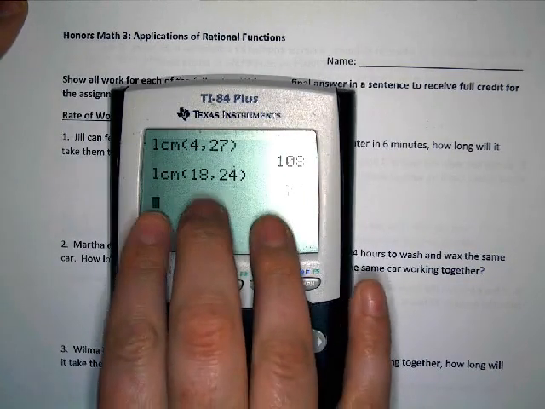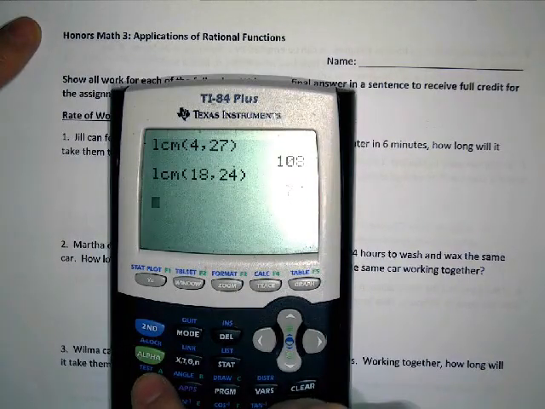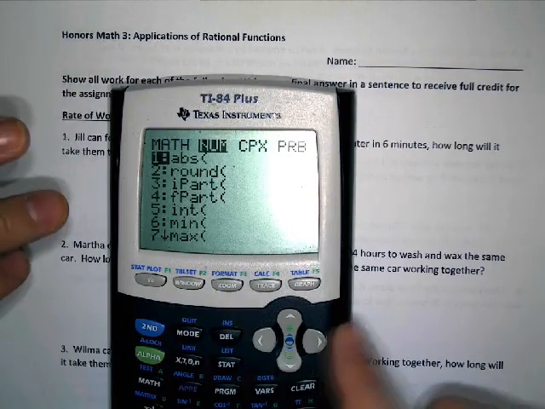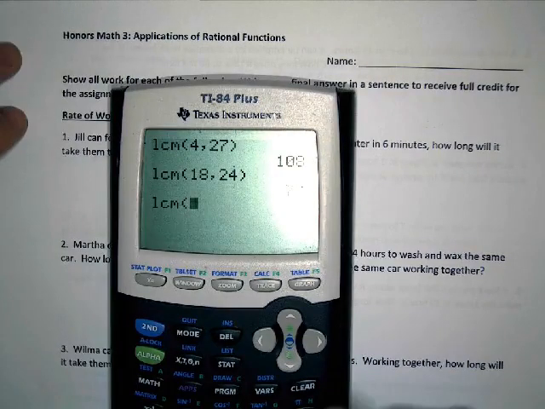If I multiply those together, that's a much larger number. So it can be helpful to use this to find the least common multiple if you want to save yourself some time. So again, that's hitting the math button, going over to number, and then you can scroll down to number 8, or you can just hit the number 8 and it will pull it up for you.